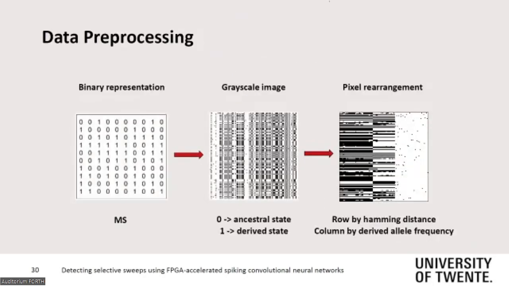Before we feed the images to our SCN, we first did the data preprocessing. First, the data represented in binary, like in an MS file, will be converted into grayscale images, where 0 represents the ancestral state and 1 denotes the derived state. Then we did a pixel rearrangement to help our SCN do the classification. We investigated this data rearrangement algorithm in our previous work, and we found that it could help CNNs to do better classification.